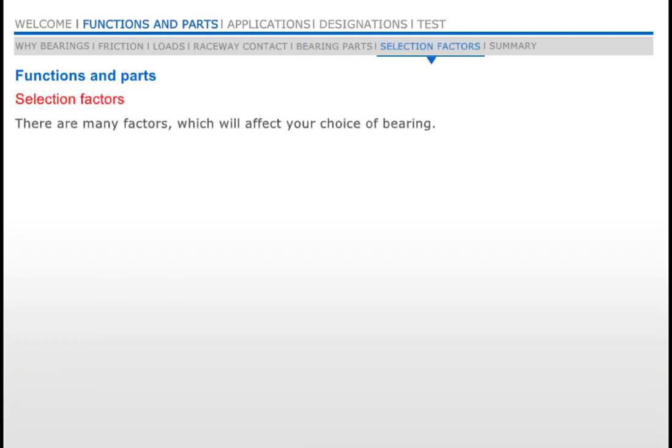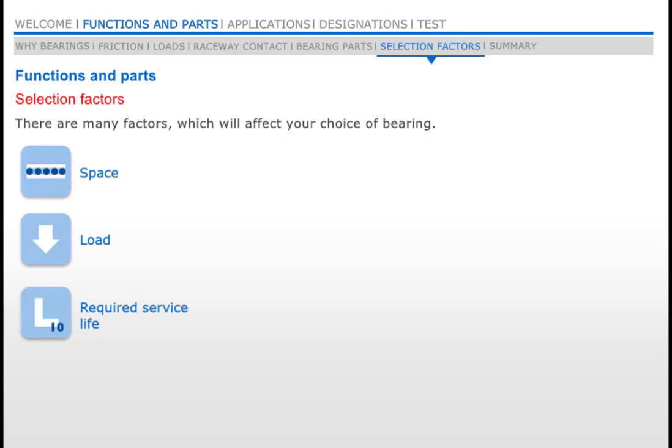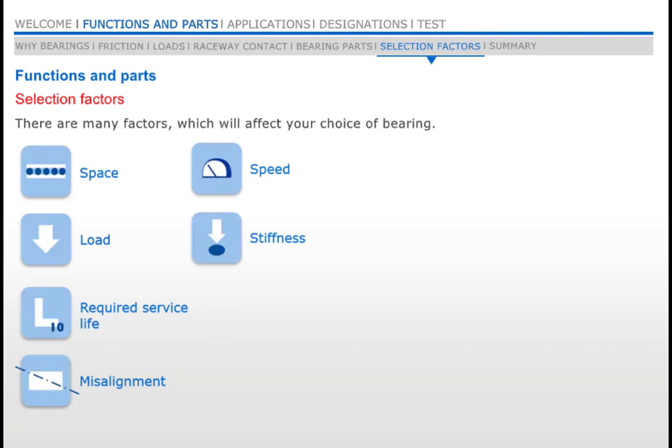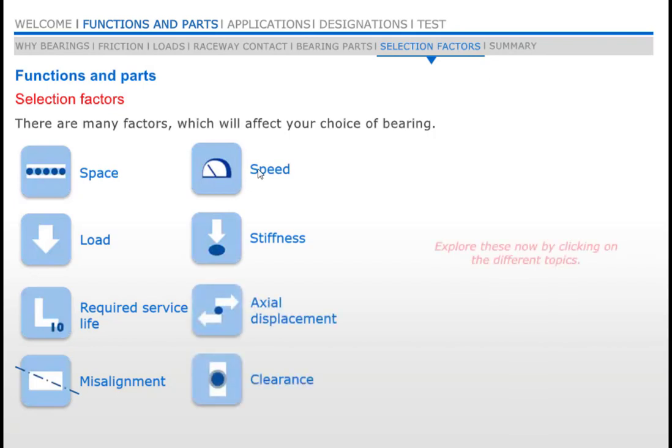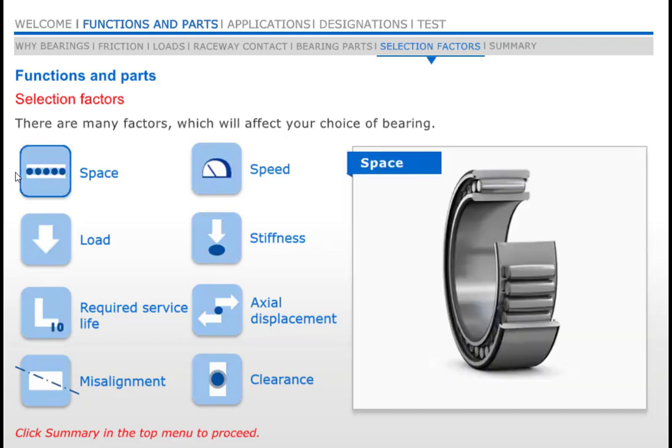There are many factors which will affect the choice of bearing. These are available space, load, required service life, misalignment, speed, stiffness, axial displacement, and clearance. Space can be an important factor in bearing selection. Where radial space is limited, a bearing with small diameter rolling elements, such as a needle roller bearing, may be needed.